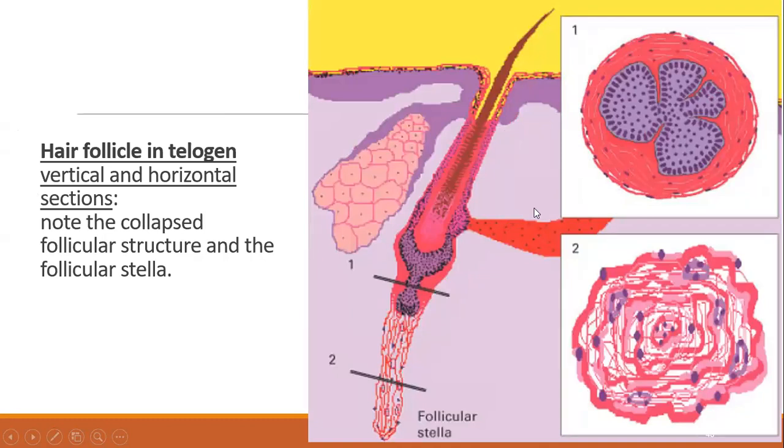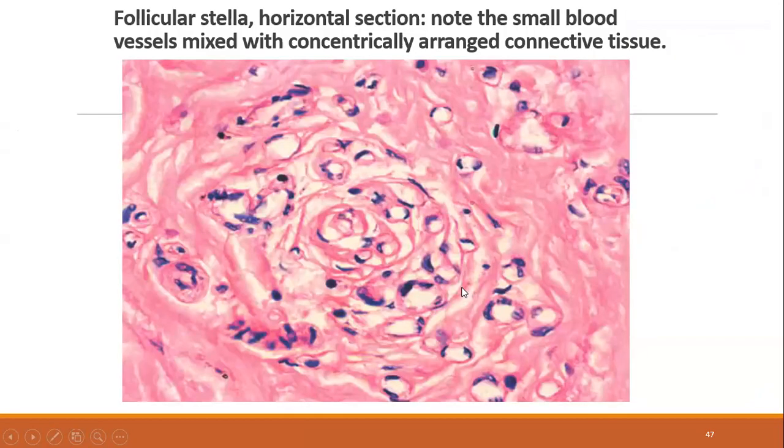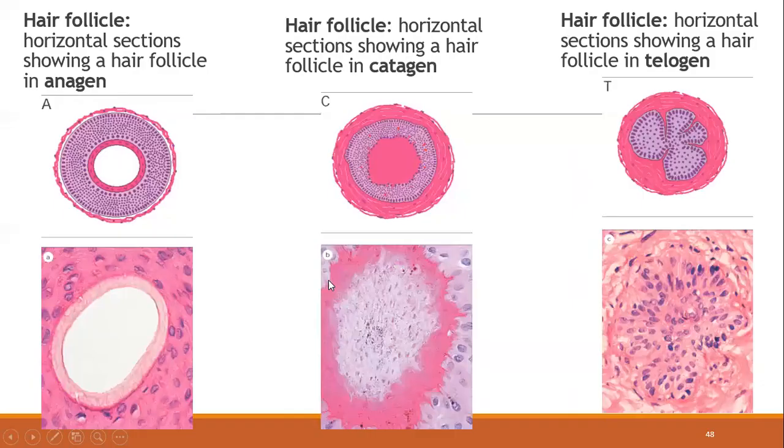Hair follicle in telogen phase. Note the collapse of the follicular structure. So here in telogen phase, the central follicular structure is lost, and only epithelial component is left. Collapsed follicular structure. This is the follicular stela, horizontal section, with the blood vessels mixed with connective tissue.